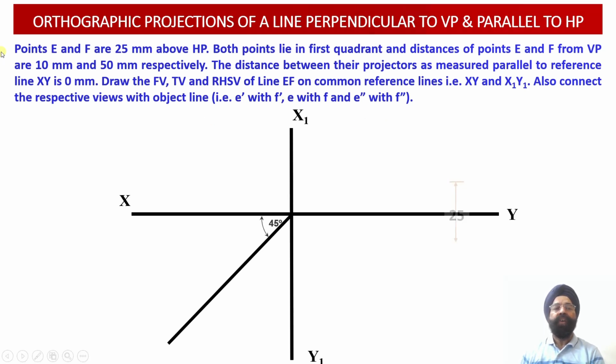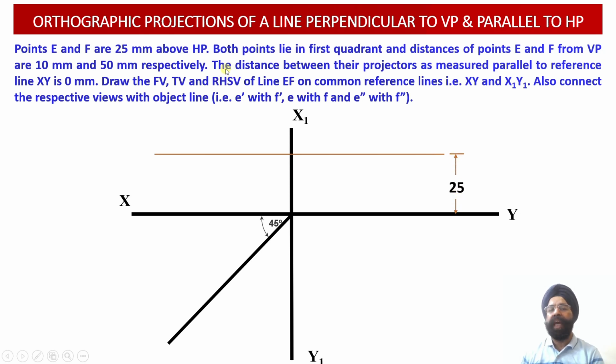So now we know that points E and F are located 25 millimeter above the horizontal plane. So it means that we will be obtaining the points E dash and F dash, that is the front view projections corresponding to the points E and F, onto this particular horizontal locus line at a height of 25 millimeter above the ground or above the horizontal plane.